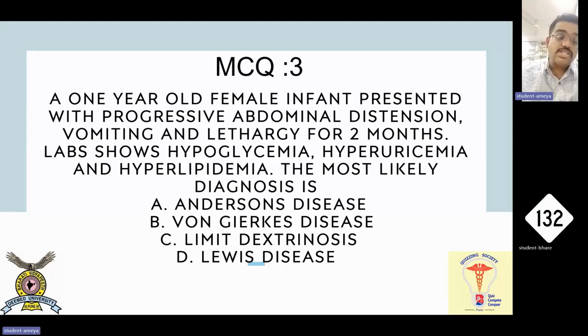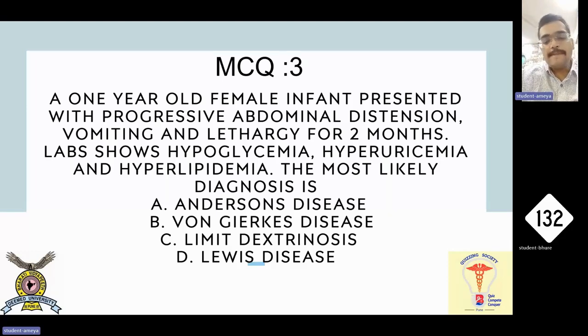AB, that is Andersen's disease, which is your GSD. Very good, it is GSD 4. Andersen's disease has the enzyme deficiency branching enzyme. Cori's disease, which is GSD 3, has debranching enzyme deficiency. MM, that is McArdle's disease, has the enzyme deficiency muscle phosphorylase. HH, Hers' disease, has the enzyme deficiency hepatic phosphorylase.